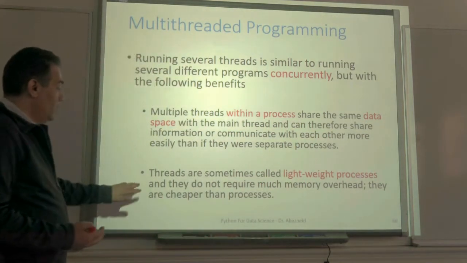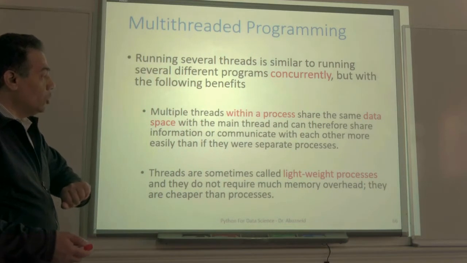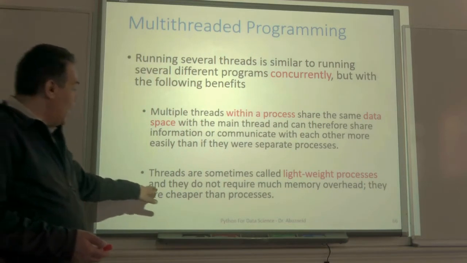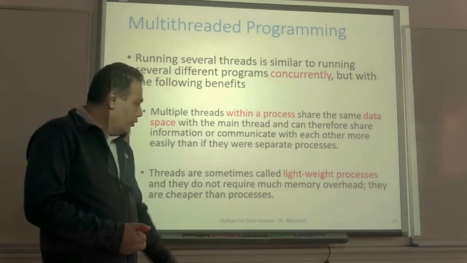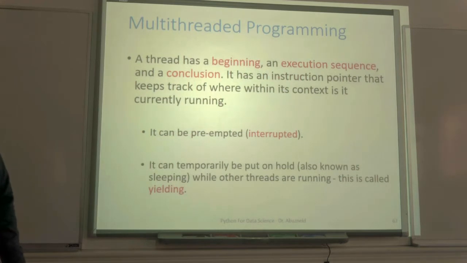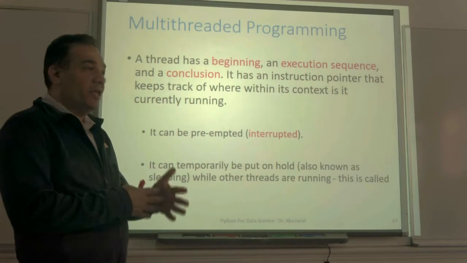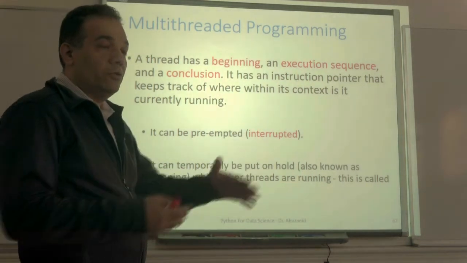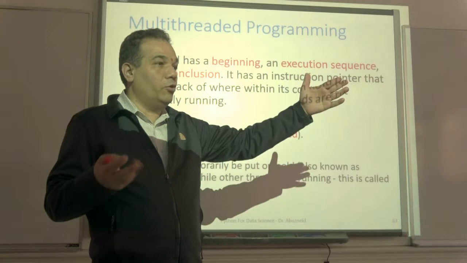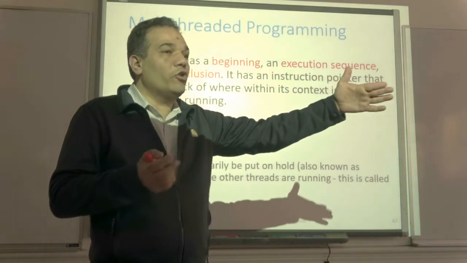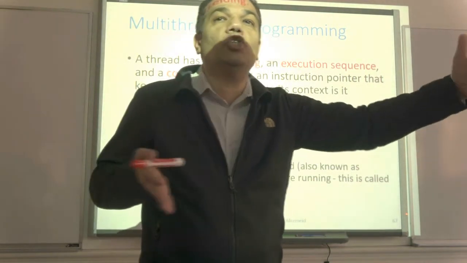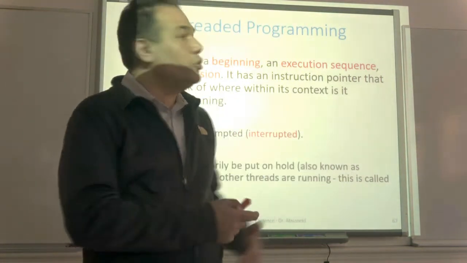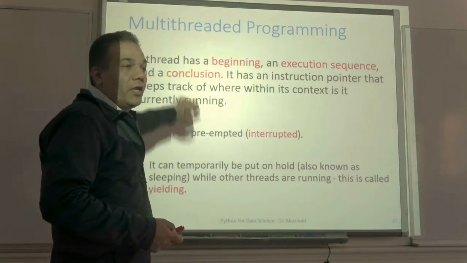Sharing the data space. Two, threads are sometimes called lightweight processes, and they do not require much memory overhead. They are cheaper than processes. A thread has a beginning, an execution sequence. It's like code. A thread is a program. So inside the program, when does it start? That's the beginning. Then what it has to execute, that's a sequence of instructions. And then the ending, the conclusion.